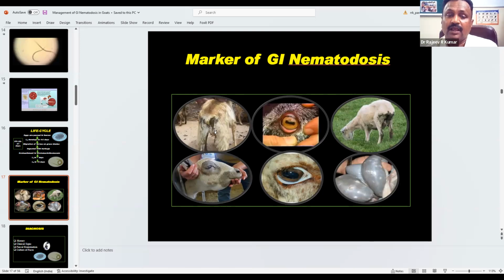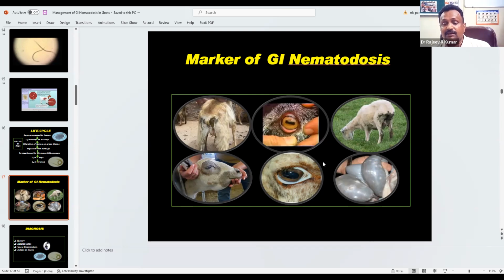This is an animal having gastroenteritis, that is diarrhea, sometimes constipation, then emaciation. Then if the animal is infected with blood-sucking parasites like Haemonchus, due to heavy loss of blood, the animal becomes anemic. In that condition, if anyone examines the exposed mucous membrane, the color of the mucous membrane changes. It may be slightly reddish or whitish in color. If the mucous membrane of an animal is like this, it means the animal has a high intensity of infection of gastrointestinal nematodes like Haemonchus.